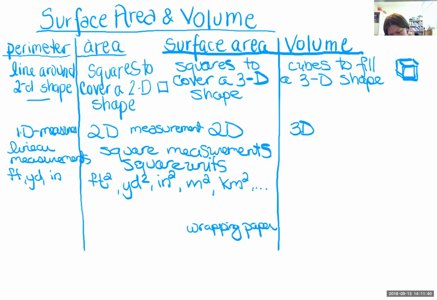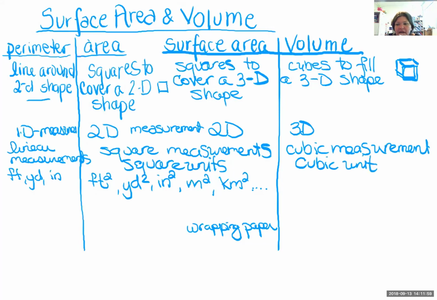Now, we said volume was a 3D measurement, which means we're not going to use a square measurement. We're going to use what's called a cubic measurement, which means we're going to measure in cubic units. Just like that little picture I drew up there, that was a cube. It just will be a cube that's either 1 inch by 1 inch by 1 inch, or a cube that's 1 foot by 1 foot by 1 foot, or a cube that's 1 yard by 1 yard by 1 yard. And so I will abbreviate the same way I did before, and now I will use that little floating 3.